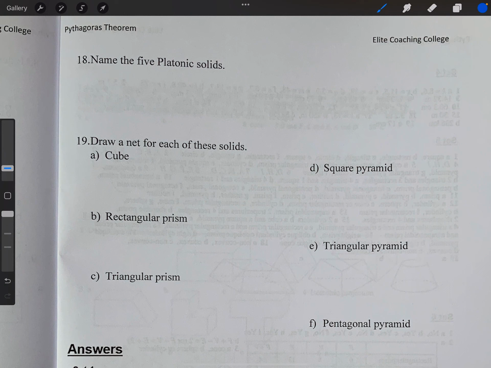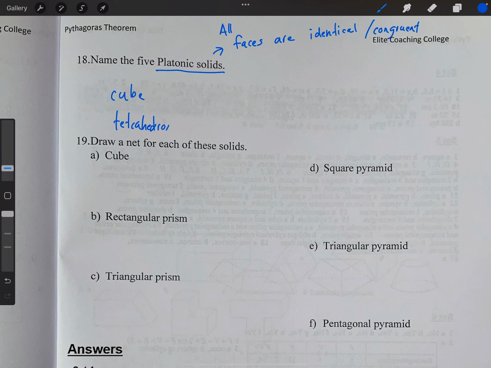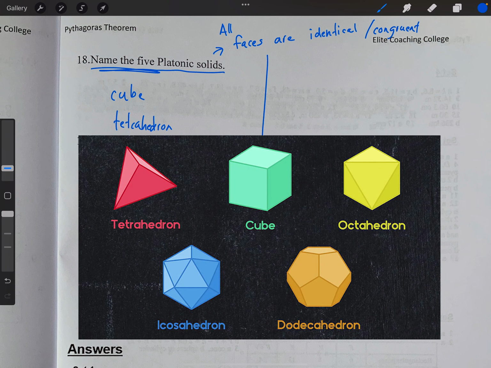Name the 5 Platonic solids. So the Platonic solids are solids with all the faces identical, or we can call it congruent. So for example, a cube is 1, a tetrahedron is another one, and I'll give you another. It says name 5. Okay, I'll show you the other ones with a picture, and you can just write them down.